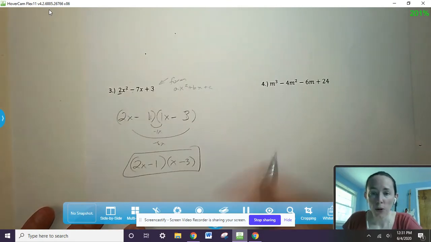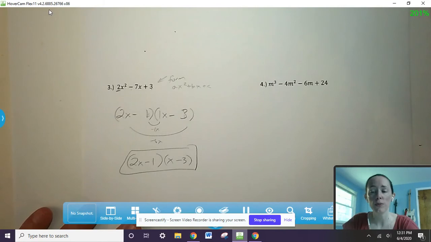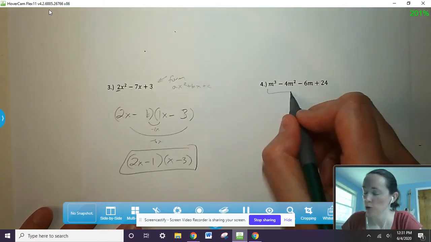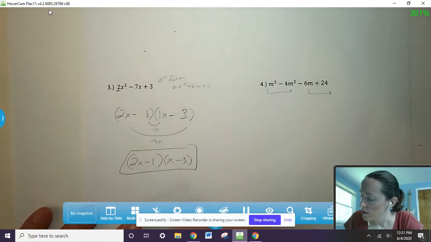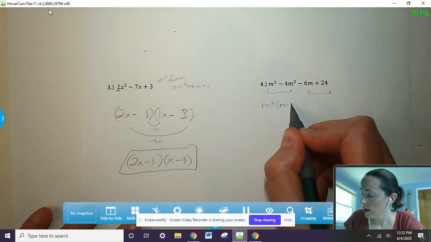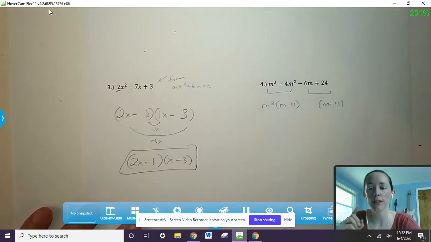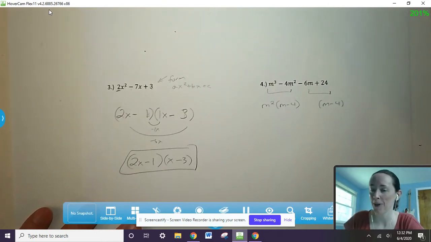For number 4, you should be fluent with this type of factoring as well. When you see 4 terms, you should think grouping. So 4 terms, you want to think grouping. The GCF of the first 2 terms here is m squared, leaving us with m minus 4. Here we have to match the m minus 4. In order for this to actually factor by grouping, that has to happen. If that doesn't happen, then we can't factor by grouping.